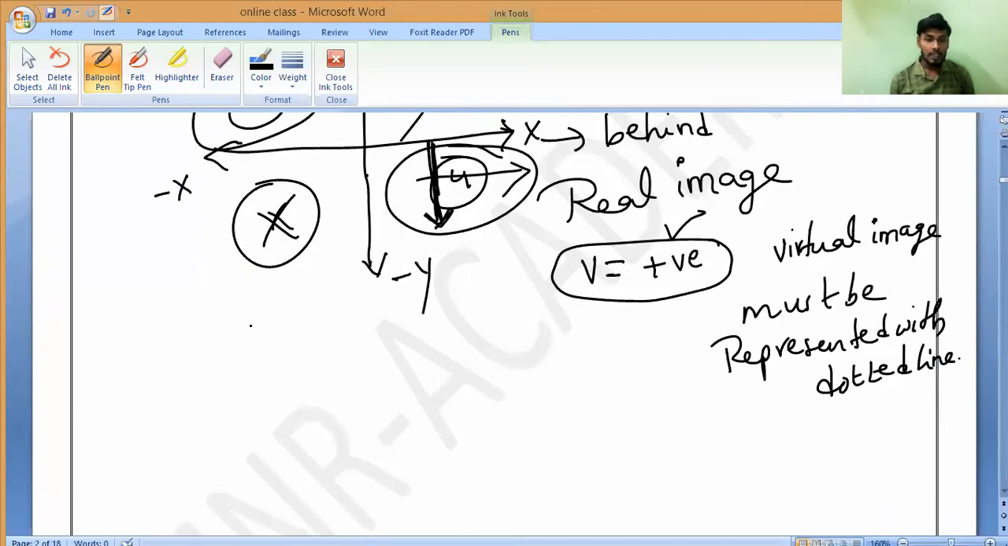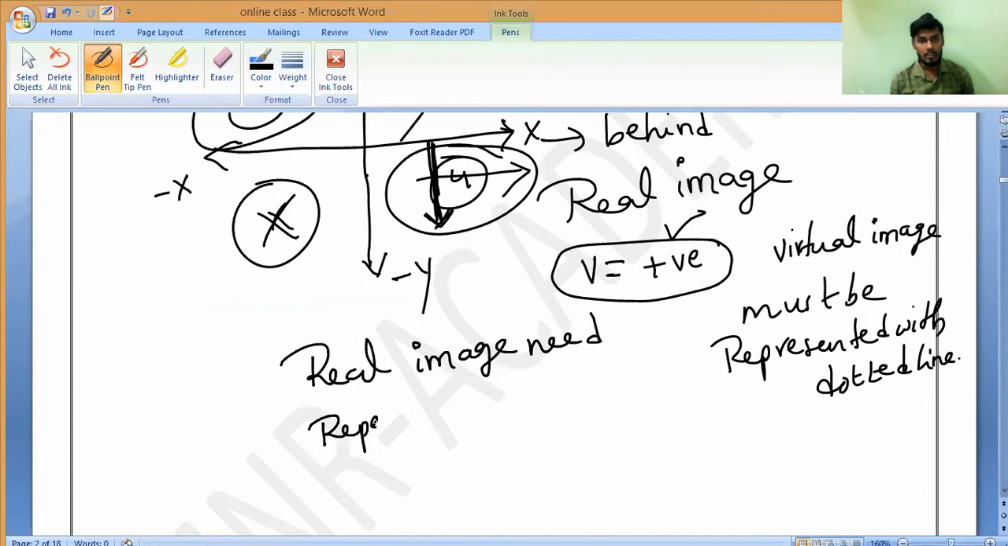And a real image always needs to be represented with what? Solid lines. Understand? It needs to be represented with solid lines. Nobody should forget solid lines.